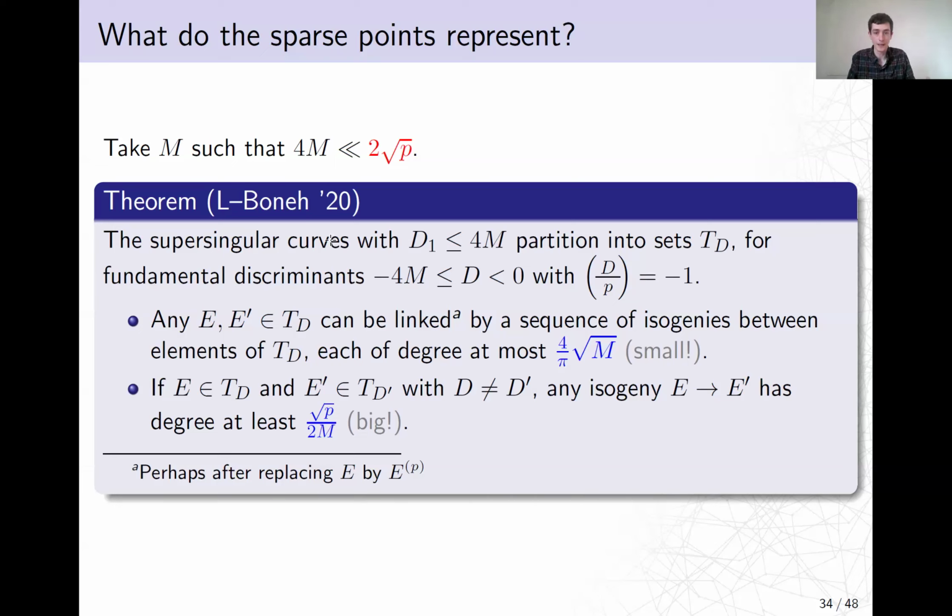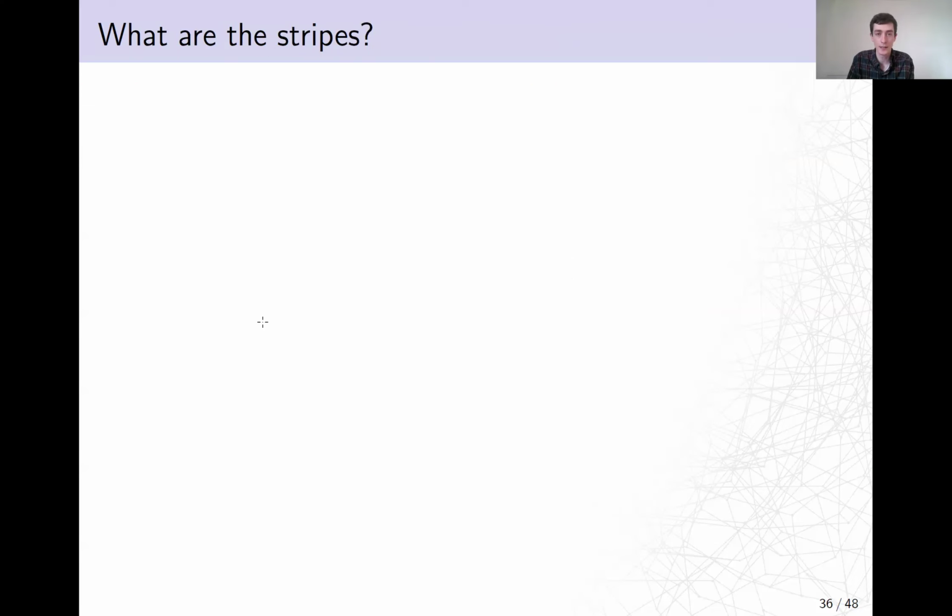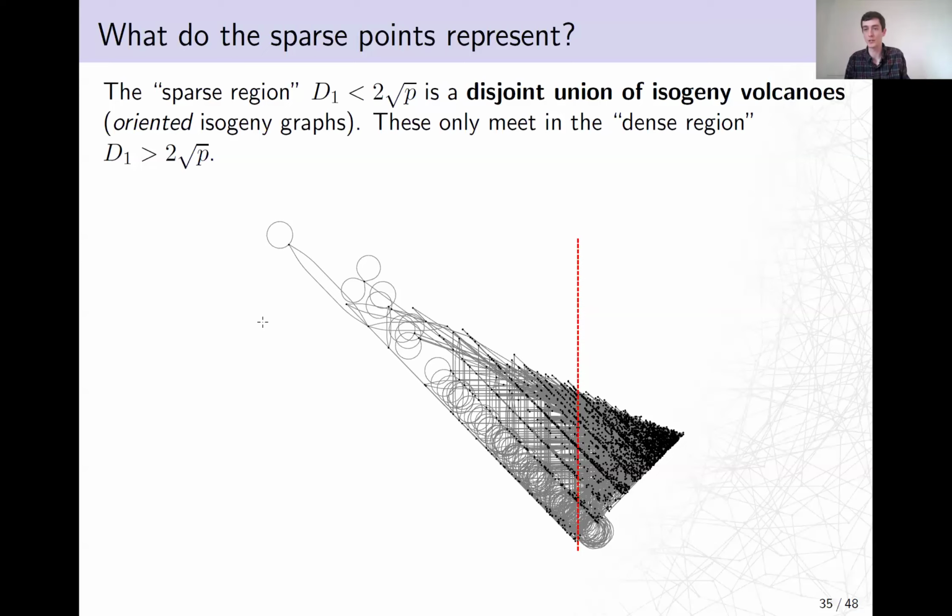What this is saying is that to the left of this red line, in what I'm calling the sparse region, this is literally just a disjoint union of isogeny volcanoes. The entire structure of this isogeny graph looks like a mess just because they're all overlaid on top of each other, but that is exactly what's going on here. Up to gluing Frobenius conjugates together, we can completely understand the structure of the graph to the left of this red line as a disjoint union of isogeny volcanoes. And the only way you can get from one to another is by first descending into the chaos of the dense region and then making your way back up. So that's the sparse region. They're just a bunch of volcanoes that don't meet.